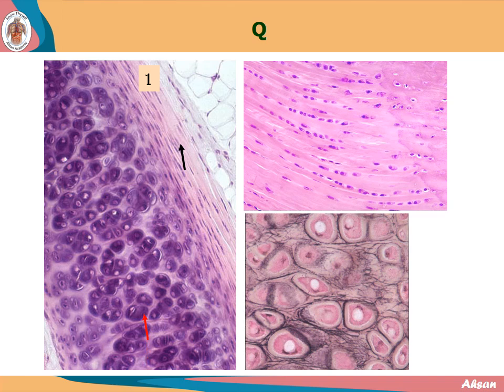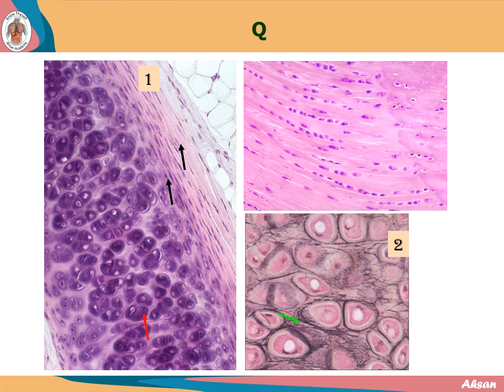Now the red arrow at the central part is indicating one isogenous group of chondrocytes. You can see this, the second black arrow is indicating one cell in a lacuna. This is a chondroblast. So what type of cartilage is the second one? You can see the cells in the isogenous group. In between there is matrix.